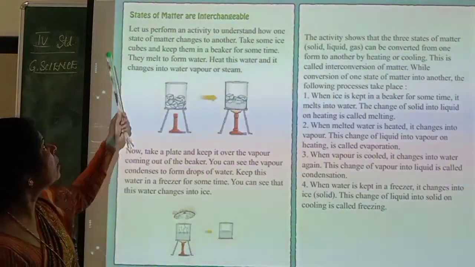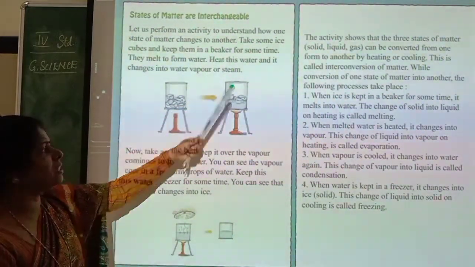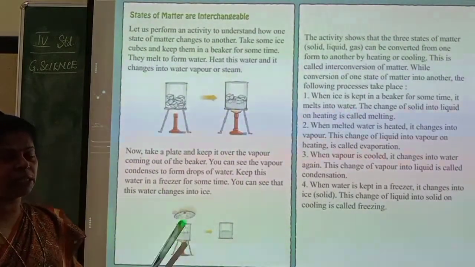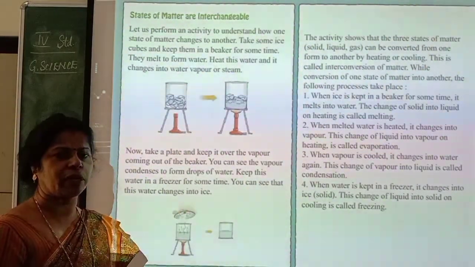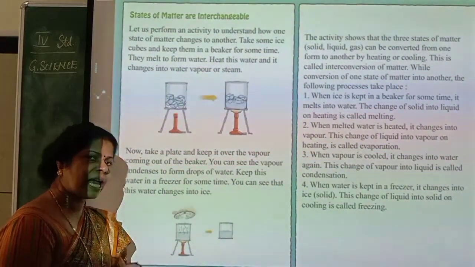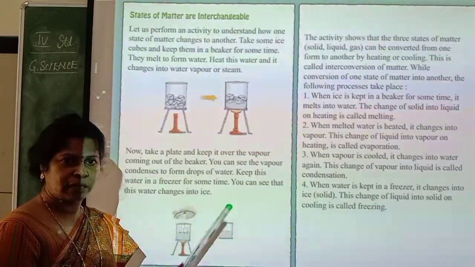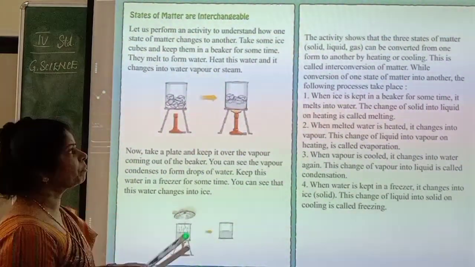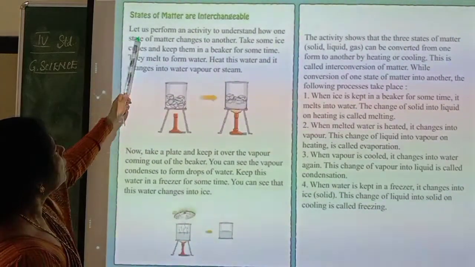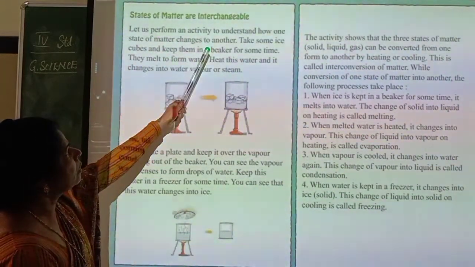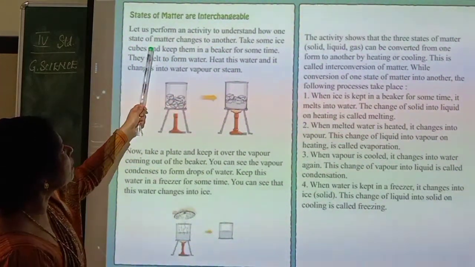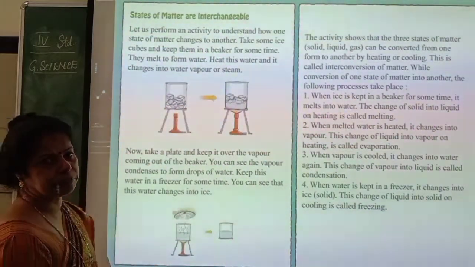Now let us see about states of matter are interchangeable. So you can interchange these states of matter. Solid can be converted to liquid, liquid can be converted to gas, and gas can be converted again back to solid. So this is called as interchangeable. Now let us perform an activity to understand how one state of matter changes to another.